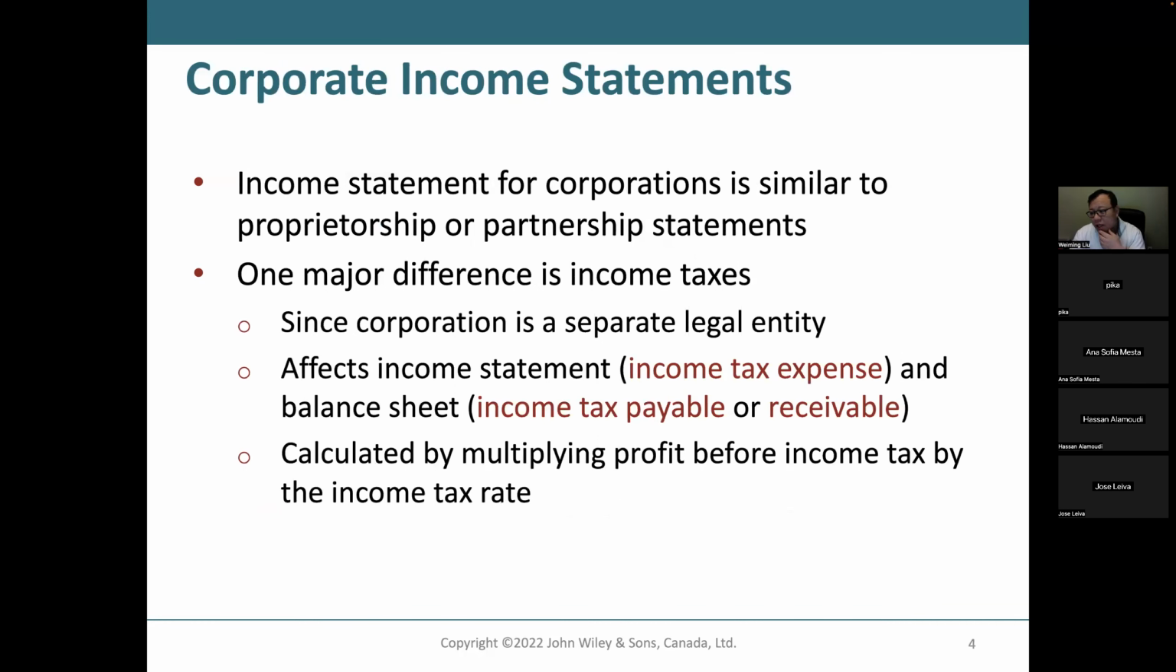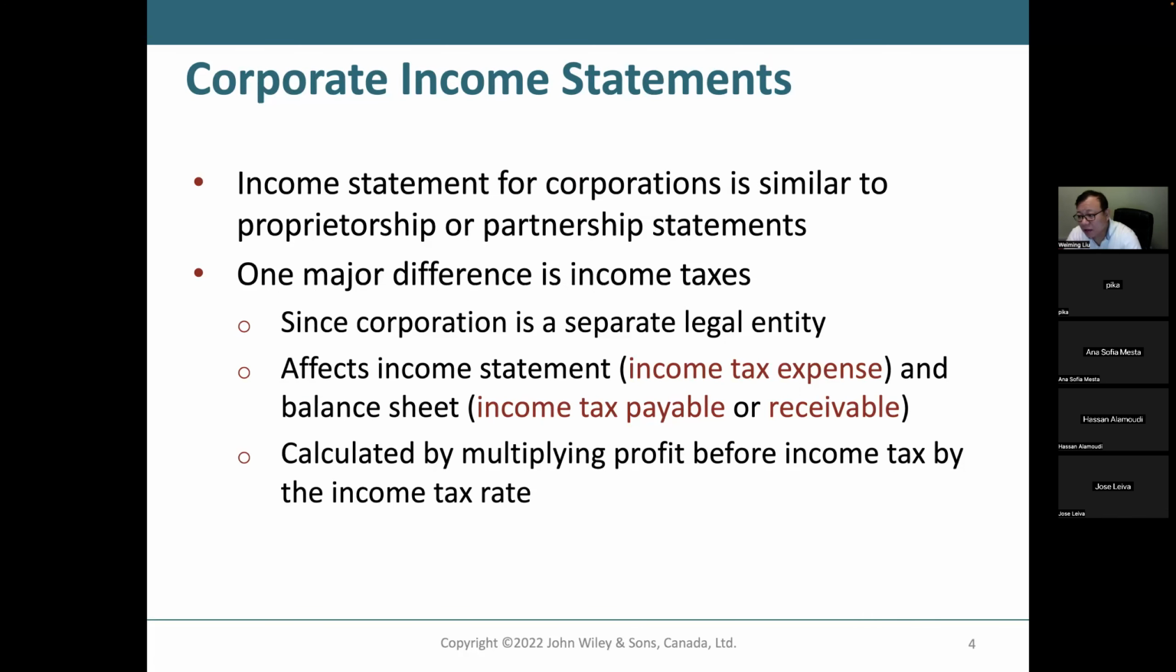So the corporate income statement is similar to the proprietorship or partnership statement. The important difference is the income tax, okay? Because partnership, we mentioned in the last chapter, is a legal entity, but it's not a tax entity. So a partnership does not pay tax. Instead, the partnership will allocate the income to the partners, and the partners are the persons who will pay the tax, okay? Corporations will pay tax. It's called corporate tax, okay?